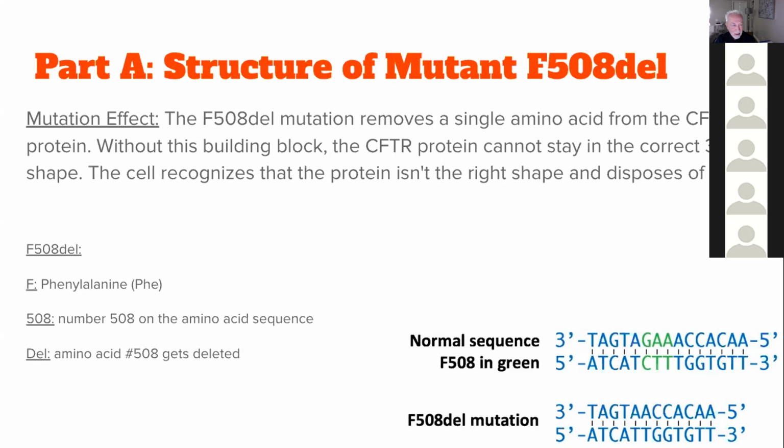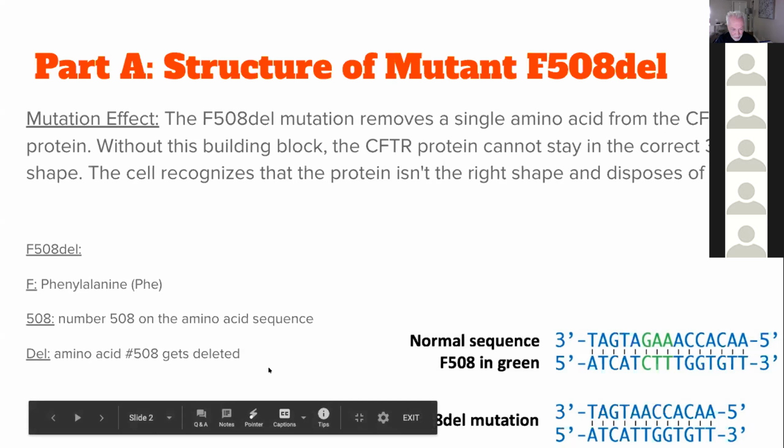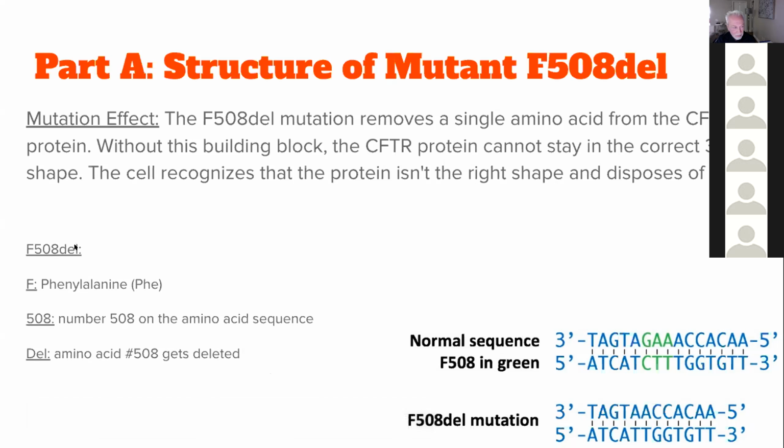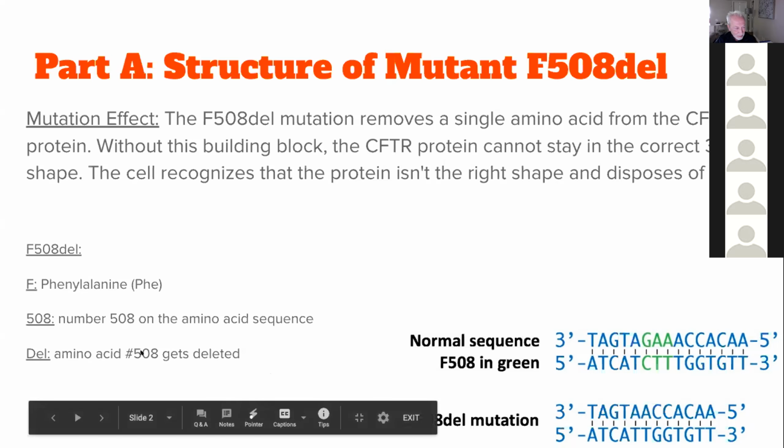In the CFTR2 database, there are 65,000 people who carry this mutation, and I found out that F508del is more prominent in Caucasian populations. And this is just side information, but I figured out what everything in F508del means. The F means phenylalanine. The 508 means the number 508 in the amino acid sequence, and del means that it gets deleted. And here you can see the 508 getting deleted because of the mutation.